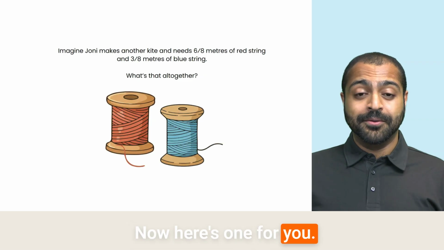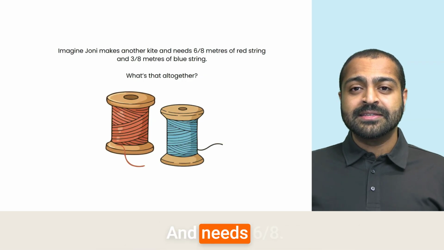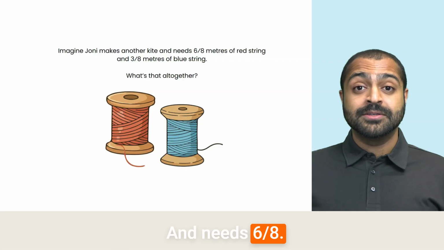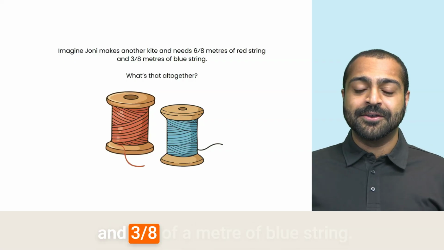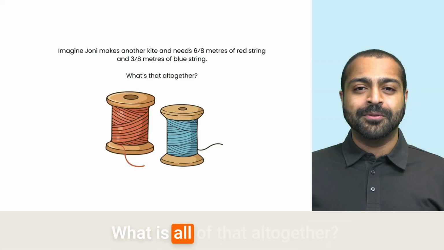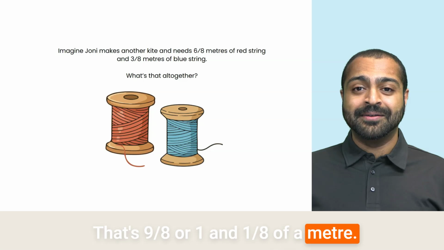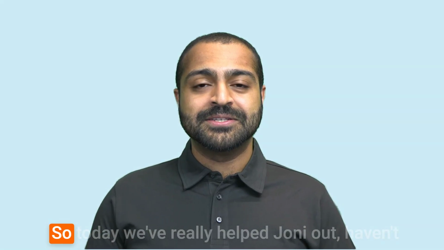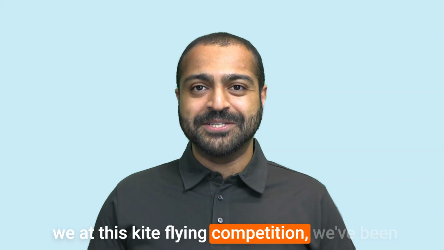Now here's one for you. Imagine Joni makes another kite and needs 6 over 8, so 3/4 of a meter of red string, and 3/8 of a meter of blue string. What is all of that altogether? That's 9/8, or 1 and 1/8 of a meter. Great work.